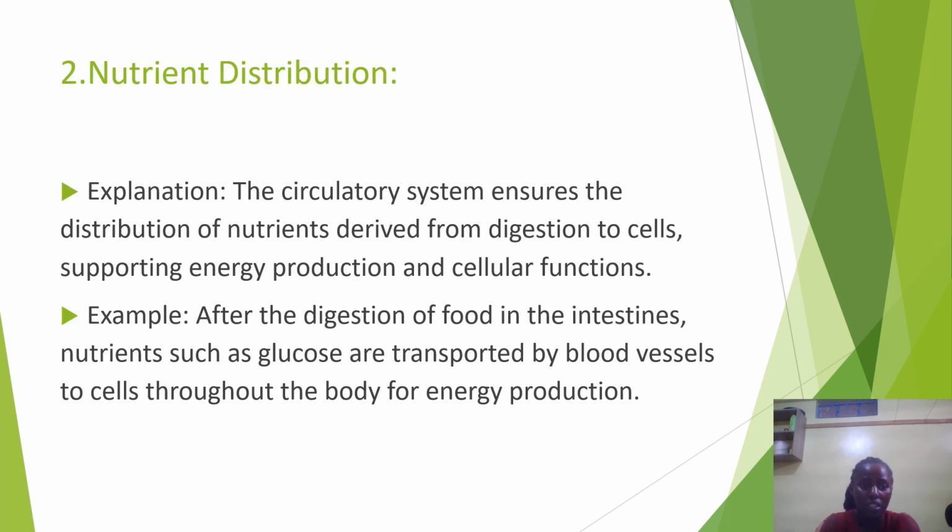Number 2 is nutrient distribution. The circulatory system ensures the distribution of nutrients derived from digestion to cells, supporting energy production and cellular function. Today, if you don't take food, that means that you'll be weak.